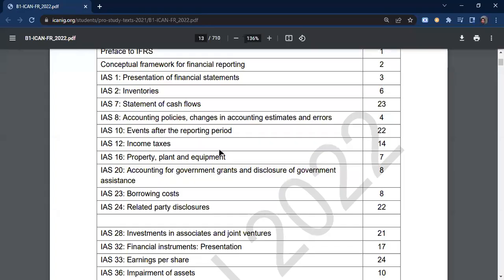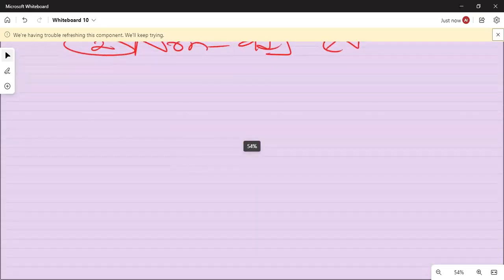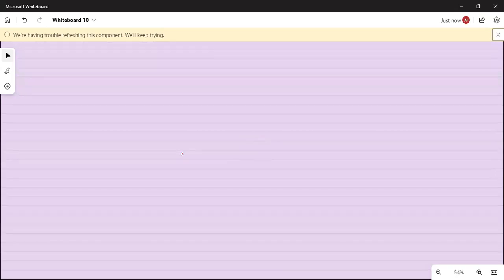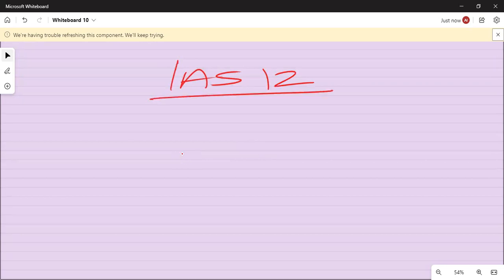We also have what we call income tax, just like the very popular standard. Everybody will pay tax. Company will pay tax. Individual as well, you're also going to pay tax. So IS12 deals with what we call income tax.